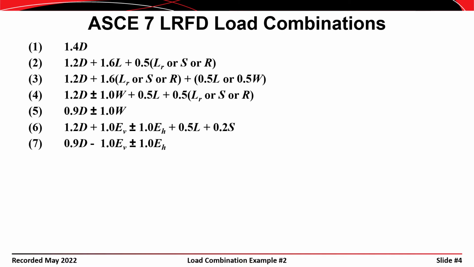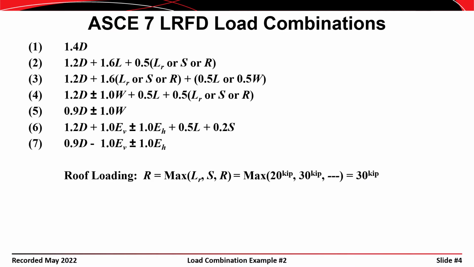We'll start off by considering the load combinations shown here from the 2016 edition of the ASCE 7 standard. Like our previous examples, we'll define a roof loading that is considered to be the maximum of the roof live load, the snow load, and the rain load. In this case, the roof loading will be taken as the larger of the 20 kip roof live load and the 30 kip snow load, or 30 kips.